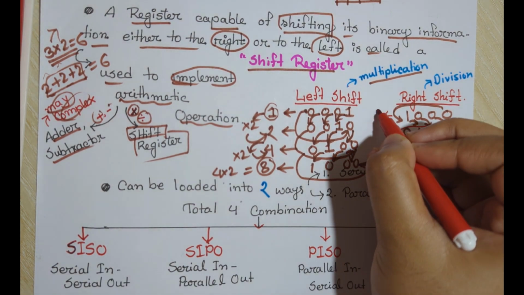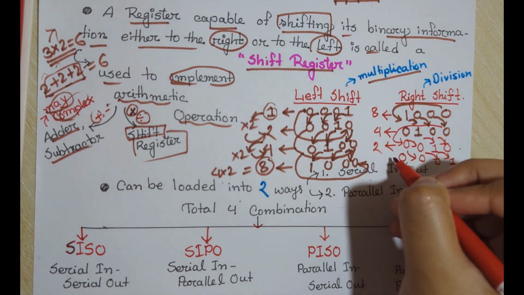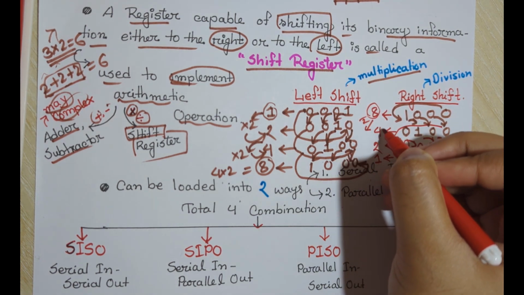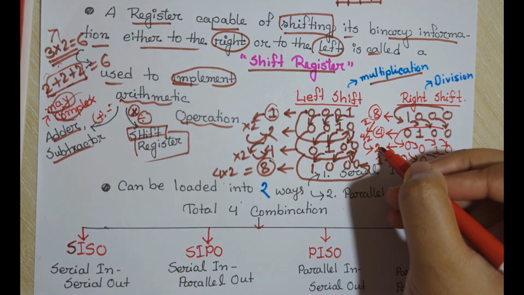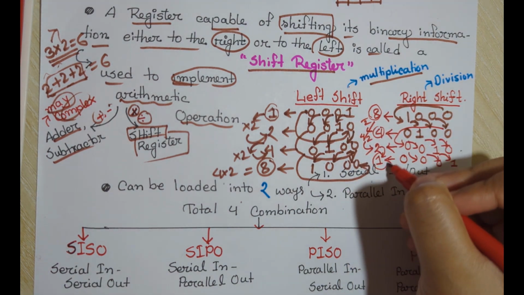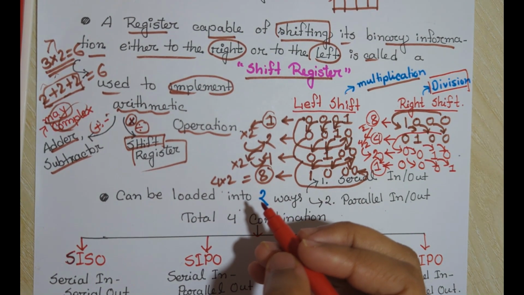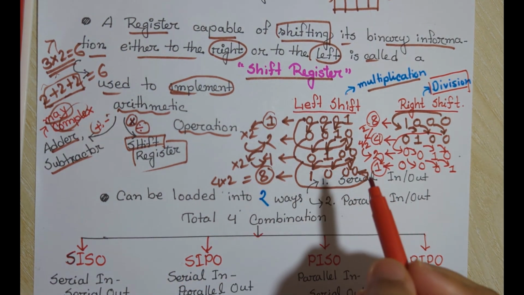Here this represents 8, this represents 4 in decimal number, this 2 and this 1. So if we divide this by 2, then we will get this 4. Then if we divide 4 by 2, then we will get 2. And 2 by 2, then we will get 1. Which means it performs the function of division. This is how it makes our arithmetic operations easier. This is one of the applications of shift register.